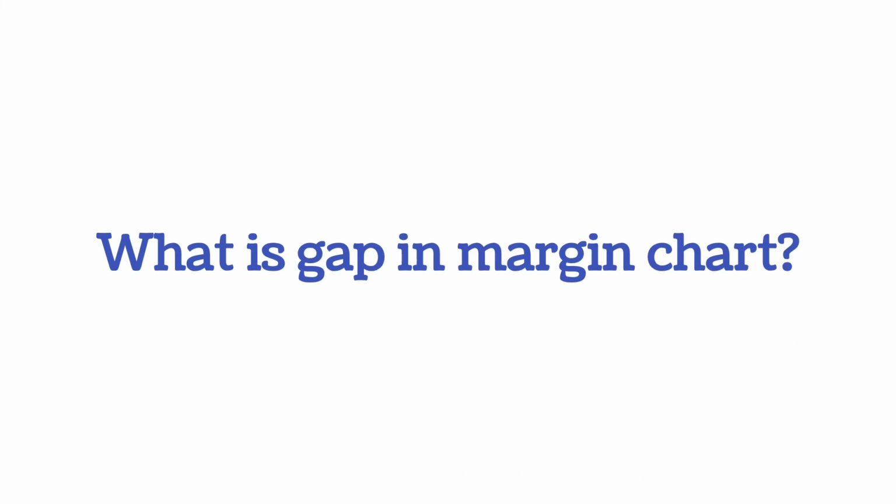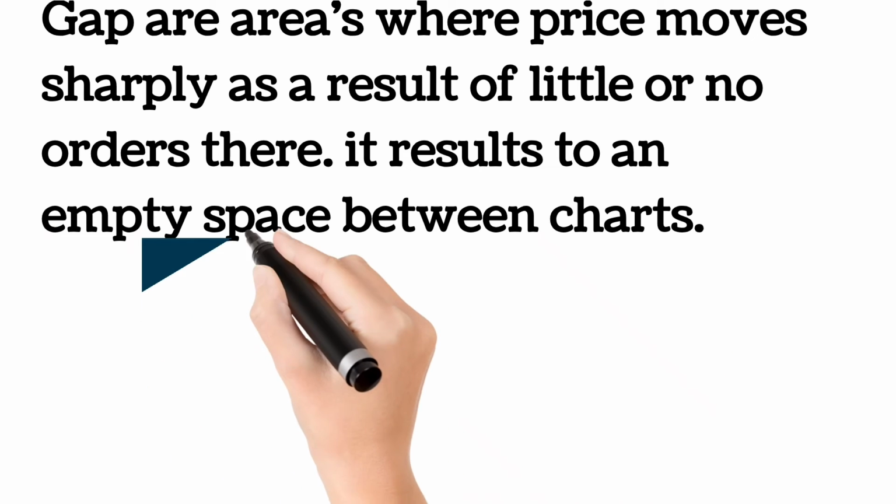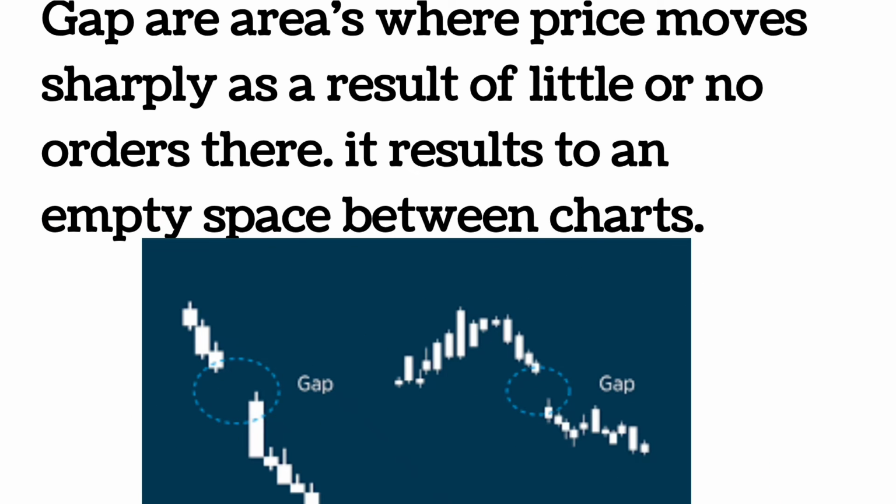What is a gap? Gaps are areas where price moves sharply as a result of little or no orders there. It results in an empty space between the charts.